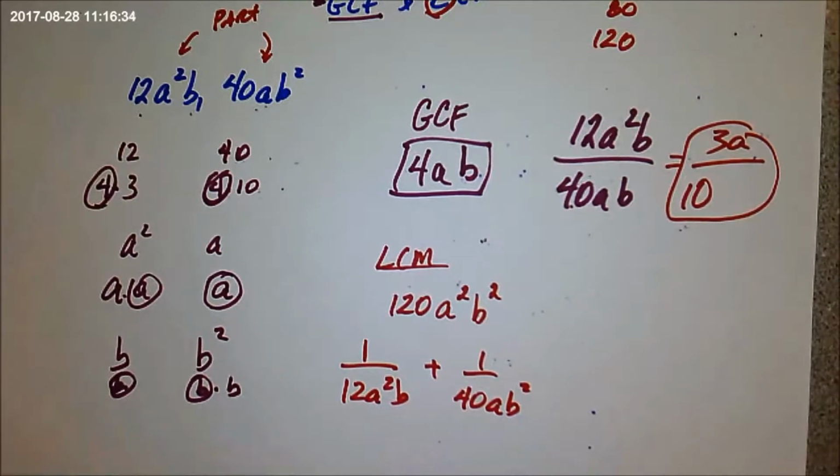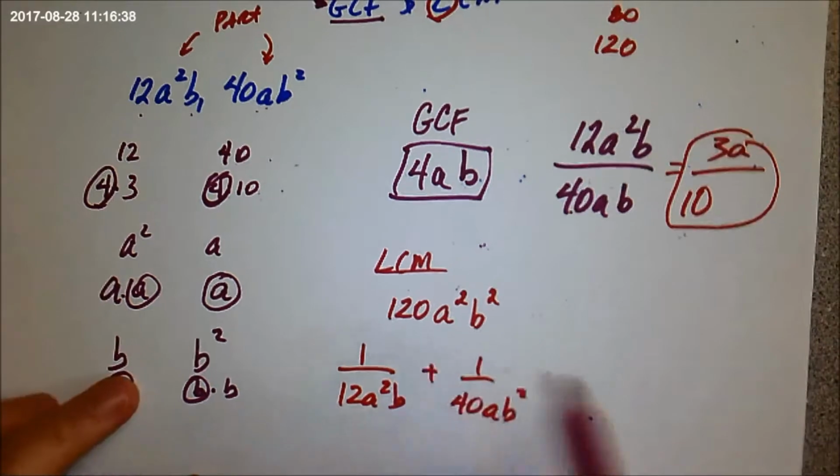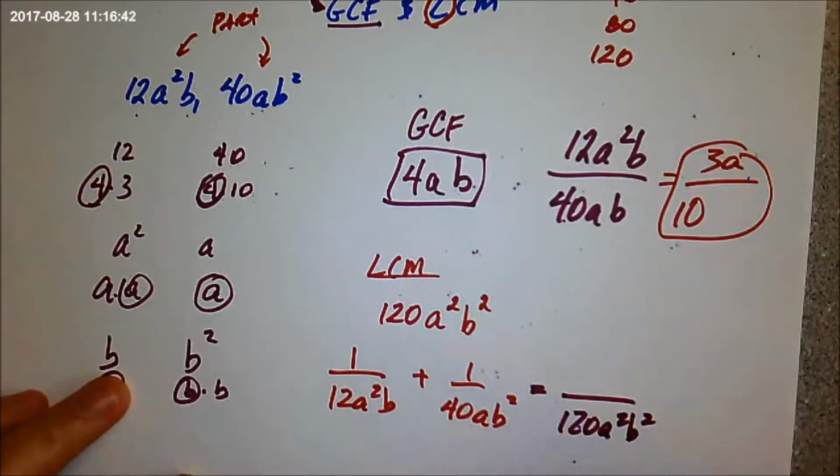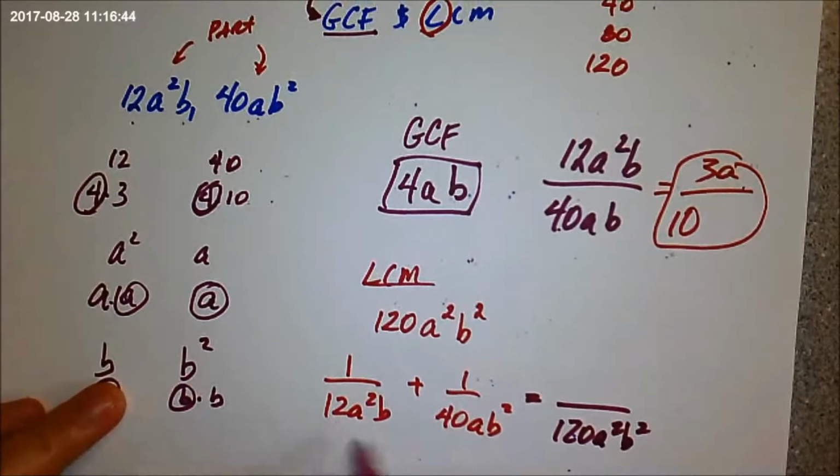And in order to add fractions together, you have to find the lowest common denominator, which is the same thing as the lowest common multiple. And that would be it right there. It would be 120 a squared b squared.